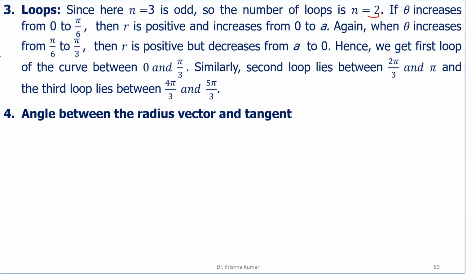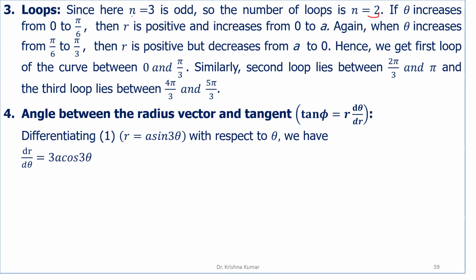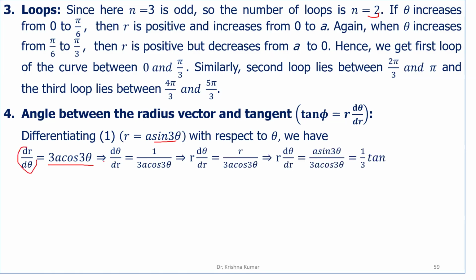Let us first find the angle between the radius vector and the tangent. If we differentiate a sine 3 theta, the derivative of sine 3 theta is cos 3 theta, so dr by d theta is equal to 3a cos 3 theta. So what is d theta by dr? It is nothing but 1 upon 3a cos 3 theta. Let me multiply by r. So r d theta by dr equals r upon 3a cos 3 theta, and r is a sine 3 theta upon 3a cos 3 theta. This a will cancel, giving 1 upon 3 tan 3 theta, which gives us tan phi equal to 1 upon 3 tan 3 theta.